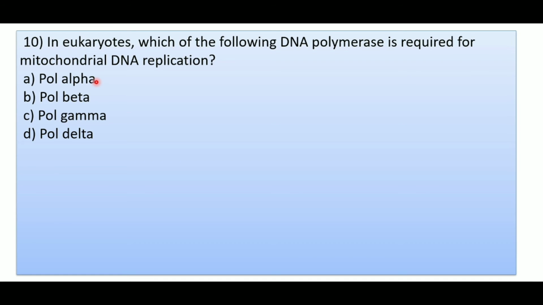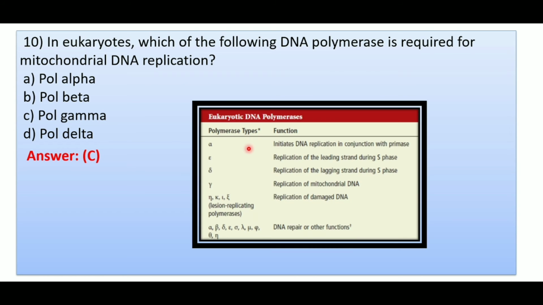In eukaryotes, which of the following DNA polymerases is required for mitochondrial DNA replication? Pol alpha, pol beta, pol gamma, or pol delta. So the right answer is pol gamma, which is responsible for mitochondrial DNA replication. Here are some eukaryotic DNA polymerases, and DNA polymerase gamma helps in replication of mitochondrial DNA.